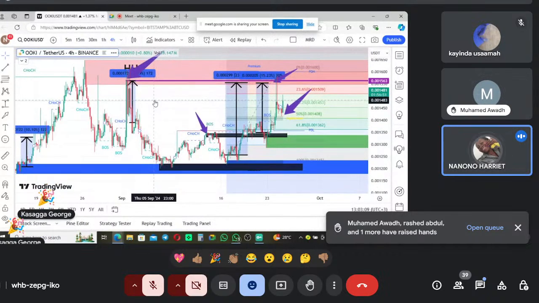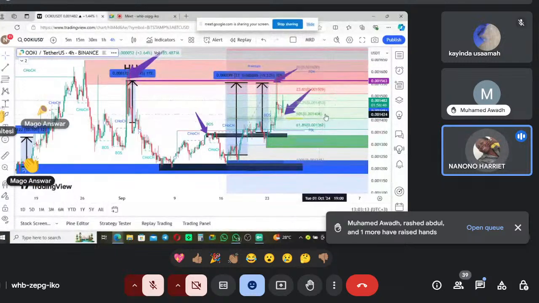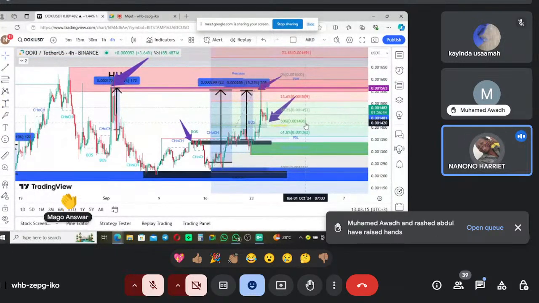Now I've learned the blocks, I've learned how to blend the Fibonacci and the smart money concept. Oh my God, the next thing is to bag money.